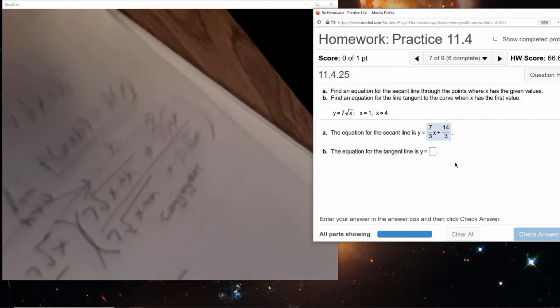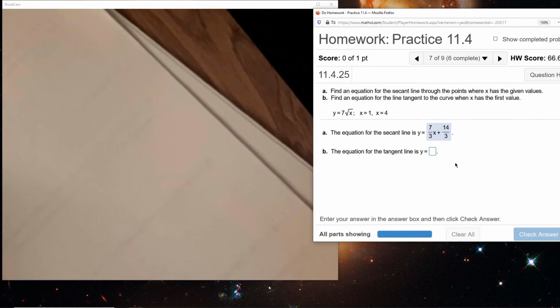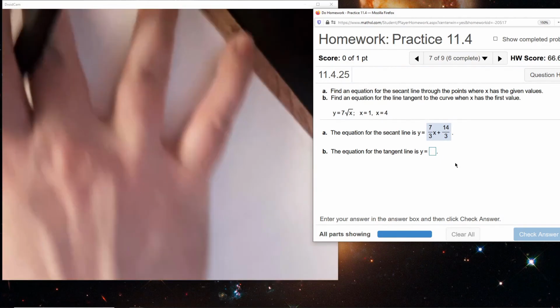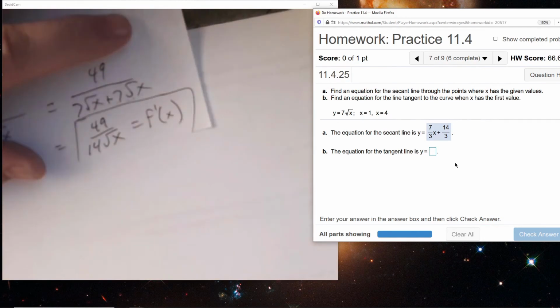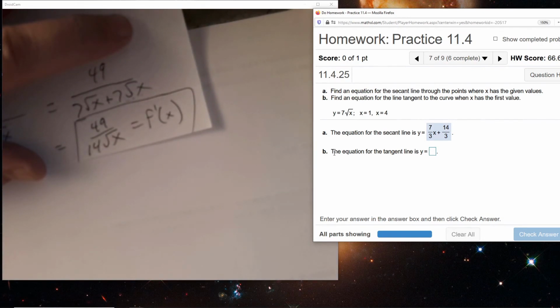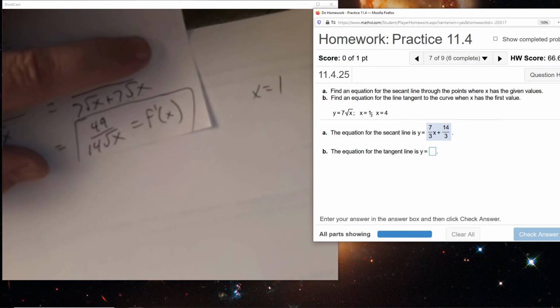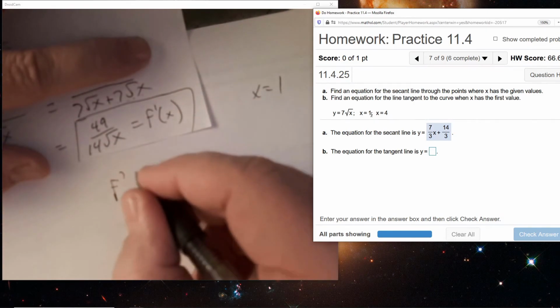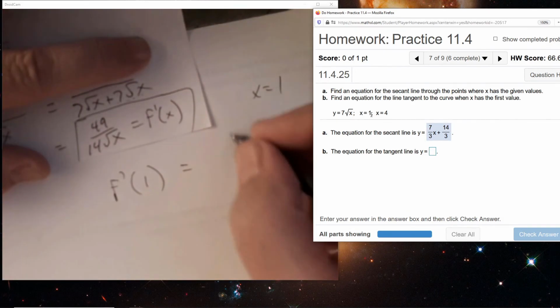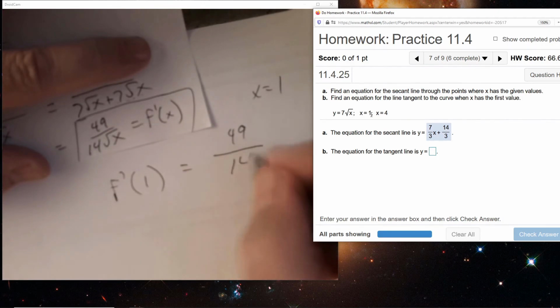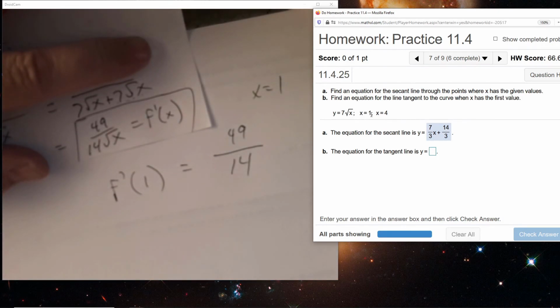Now, the derivative is just one part here, though, because they ultimately want the tangent line. Remember, the derivative gives us the slope of the tangent line. So here's our derivative. And looking at part B, we need a point of interest. So let's see what it says for part B. It says when x has the first value, so that means x equals 1. So we want to know, what is the slope of this function at 1? And that's what the derivative is for. So we'll plug in 1. And there's our slope. The slope of the tangent.